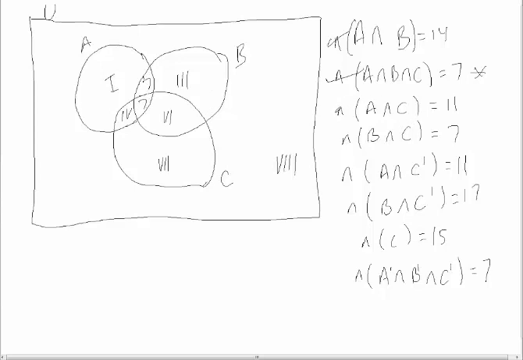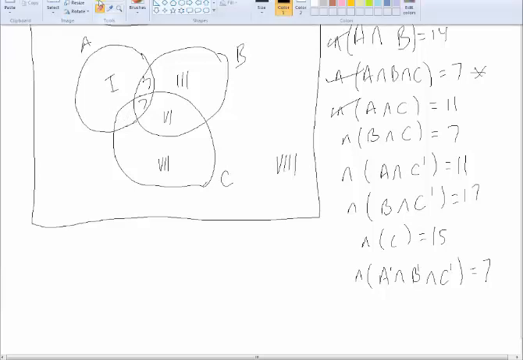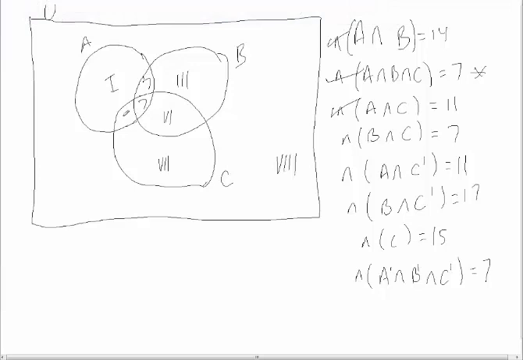Now here we have the intersection of A and C, which is 11. Let's tackle that one next. So A and C, that overlap is right here, and that contains 11 elements in all. Well, we've got 7 here, so that means we're going to have 4 here. Okay, so total is 11. 4 plus 7 is 11. I know there's 7 in the middle, so to find how many are in here, I just subtract 7 from 11. Okay, so we've got that one.